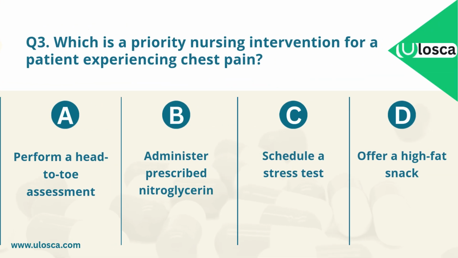Question 3. Which is a priority nursing intervention for a patient experiencing chest pain? A. Perform a head-to-toe assessment. B. Administer prescribed nitroglycerin. C. Schedule a stress test. D. Offer a high-fat snack. Which one is the correct answer?